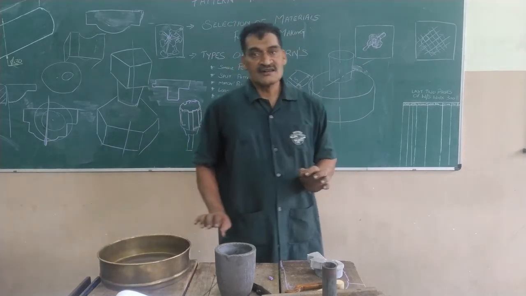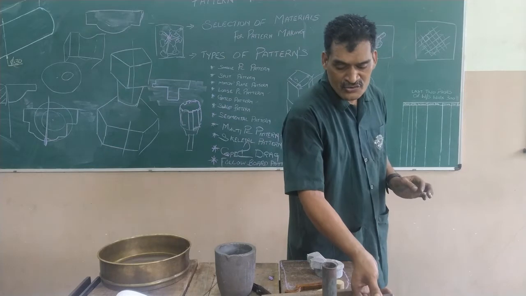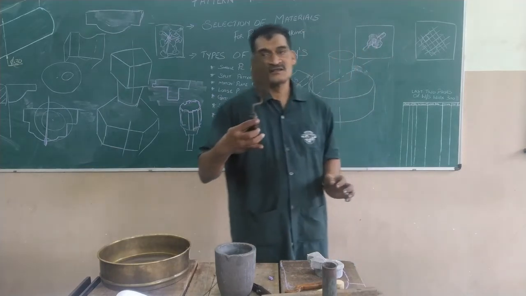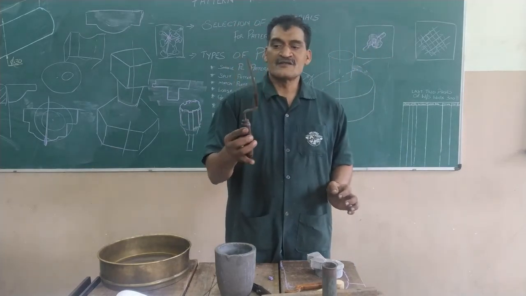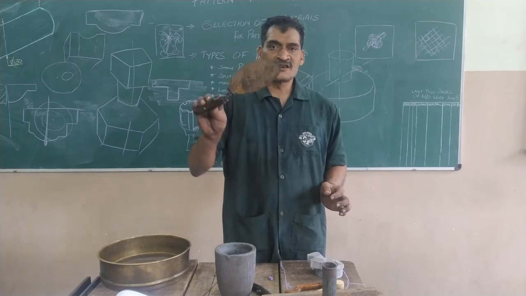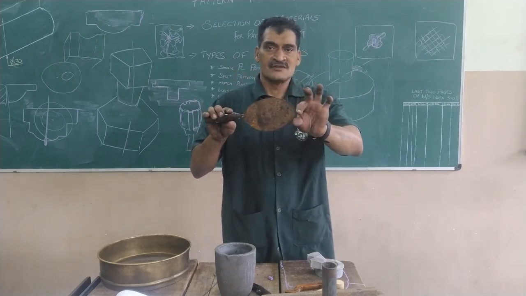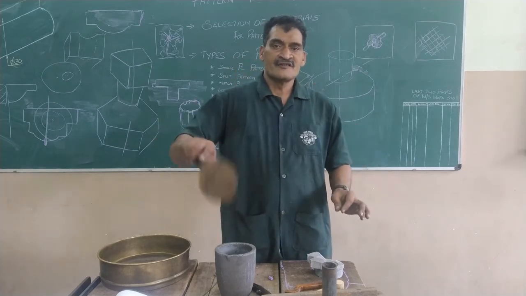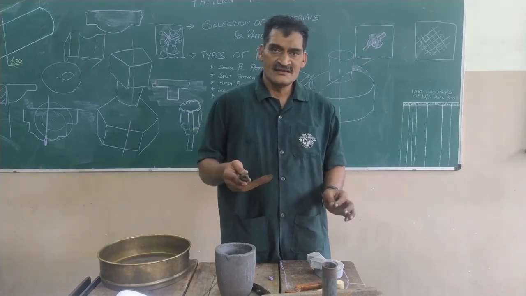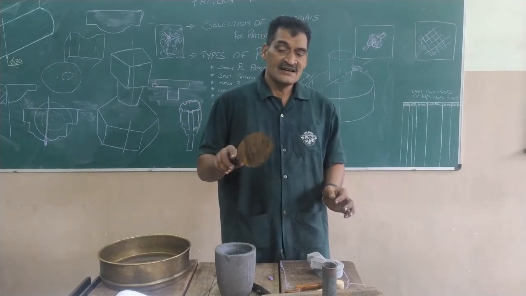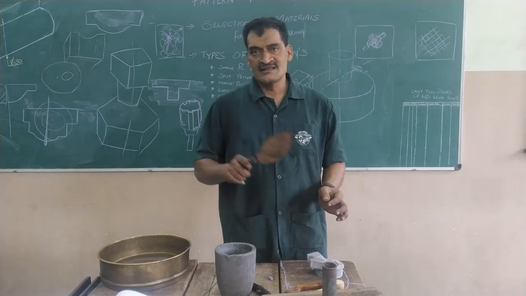The next tool that I am going to show you is the trowel. Trowels are of various shapes. This is an oval trowel. Okay, this is used for mixing the sand, as well as it is used for pouring sand.